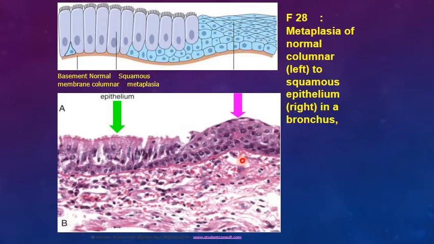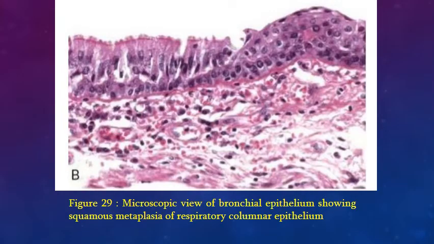This is a metaplastic change from this type of cell into this type of cell, seen microscopically. Look at this. This is the cilia. This is a columnar epithelial cell. This is the basement membrane. Look at the thin line, the thickened line of the basement membrane. This is a squamous epithelial cell. I think you took it last year in histology. This is another microscopic view of the bronchial epithelium, showing metaplastic squamous epithelial cells.